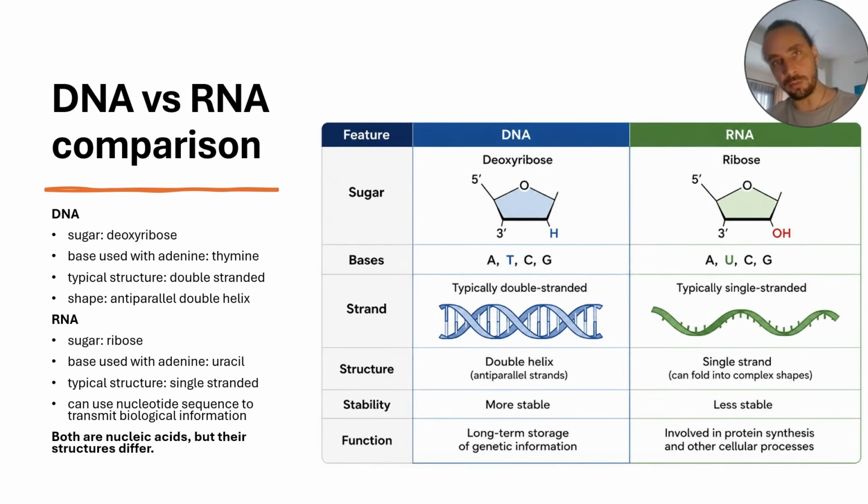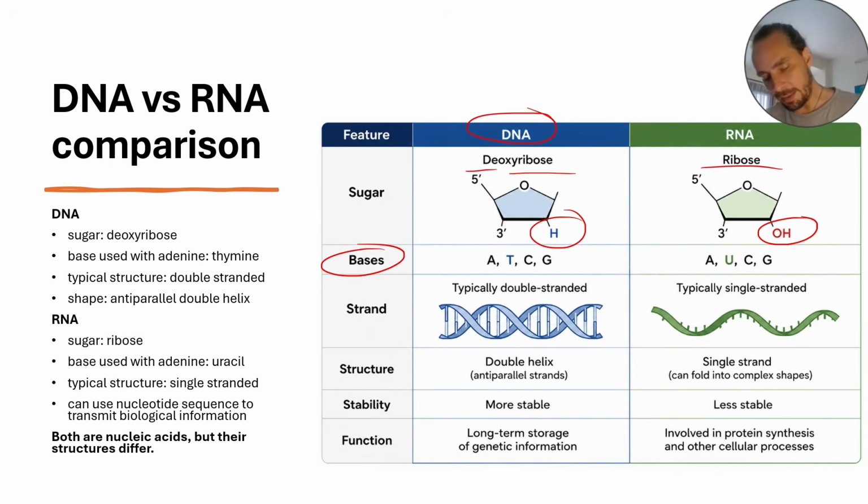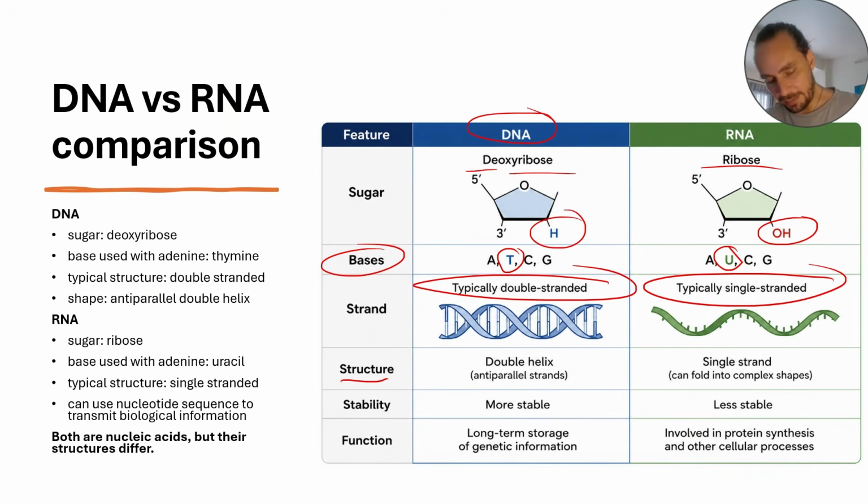So the overall comparison: DNA has deoxyribose sugar, so it doesn't have that oxygen group, and RNA has ribose sugar. The bases are the same except DNA has thymine and RNA has uracil. DNA is typically double-stranded. RNA is typically single-stranded. The structure of DNA is antiparallel, and RNA is a single strand that can fold into complex shapes.